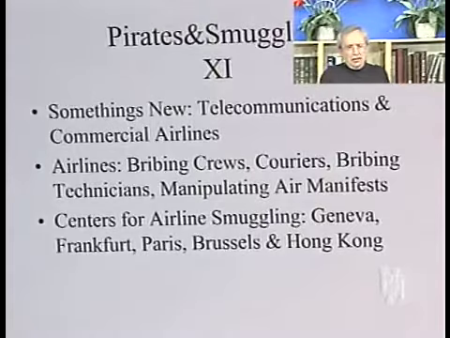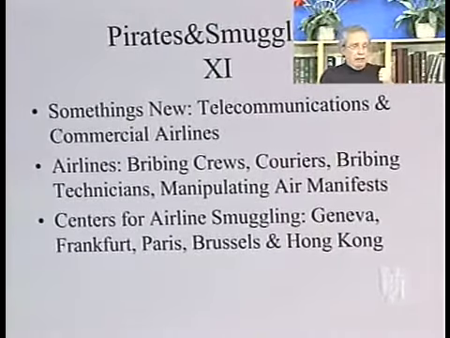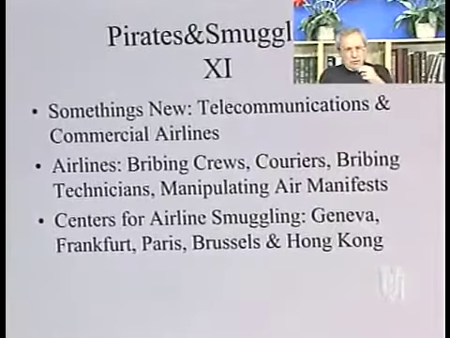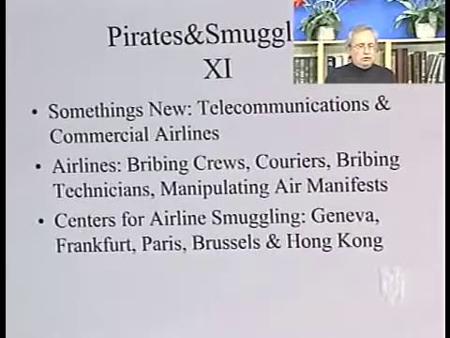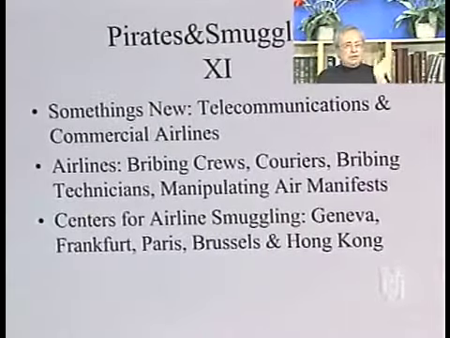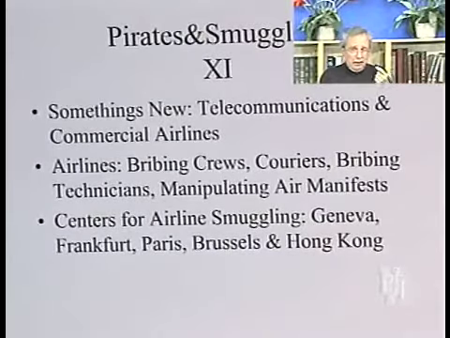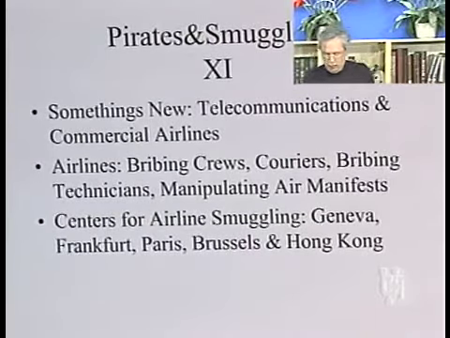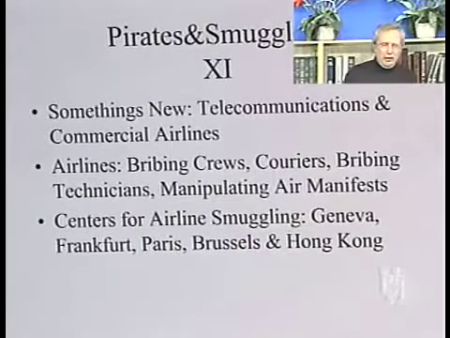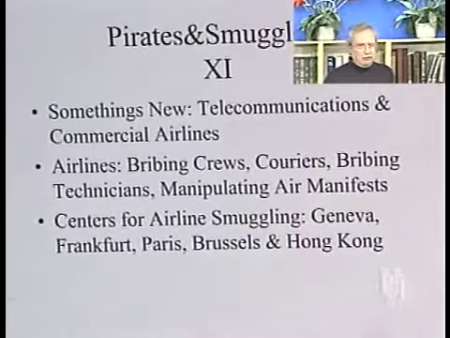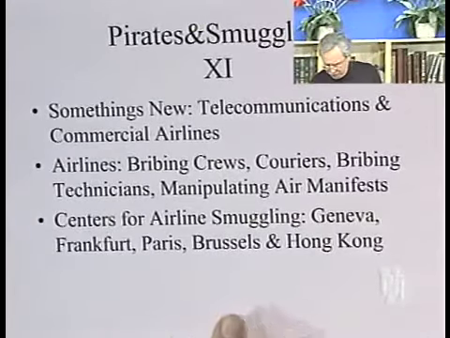People became literally professionals as couriers, moving goods like diamonds, gold, through the airline system, carrying them on their person, and literally moving these goods around within a few hours across multiple national borders. And they became an important factor in the new smuggling process using airlines. And of course, there's the traditional methods as well, manipulating air manifests, which is the same thing as saying under-invoicing, that you're saying you're only shipping half the goods that you really are shipping.